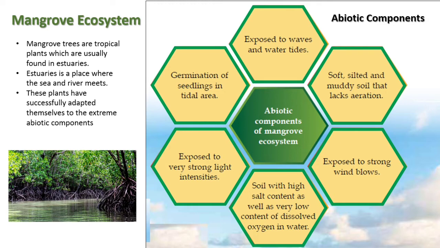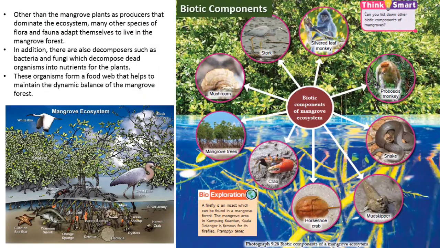So how does the mangrove tree adapt to face the abiotic components? First, this is the biotic component in the mangrove ecosystem. Other than mangrove plants as producers that dominate the ecosystem, many other species of flora and fauna adapt themselves to live in the mangrove forest. In addition, there are also decomposers such as bacteria and fungi, which decompose dead organisms into nutrients for the plants. These organisms form a food web that helps to maintain the dynamic balance of the mangrove forest.